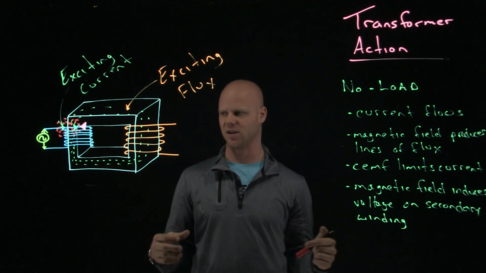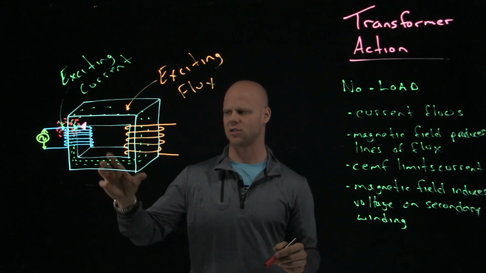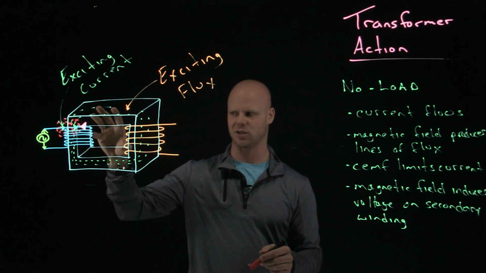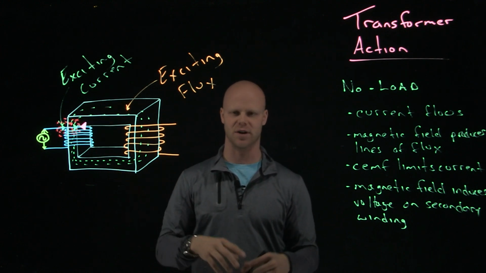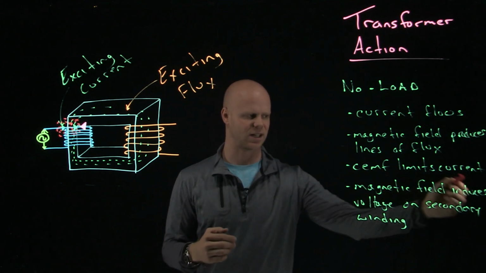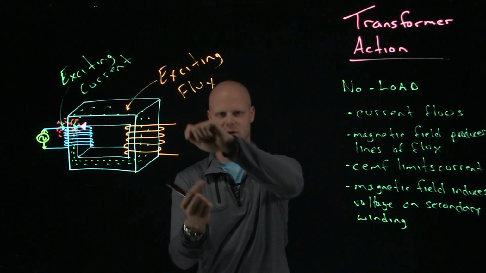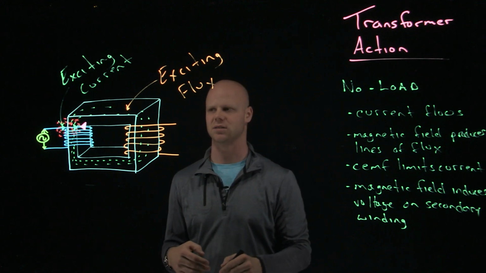And it's going to stay at that value because we have no load, we have no change. We have no load on the secondary side. That current's just going to stay at that fixed value. There is no change. The magnetic field induces a voltage on the secondary winding. That's where we could take a voltmeter, go across those terminals and see what that voltage actually is.